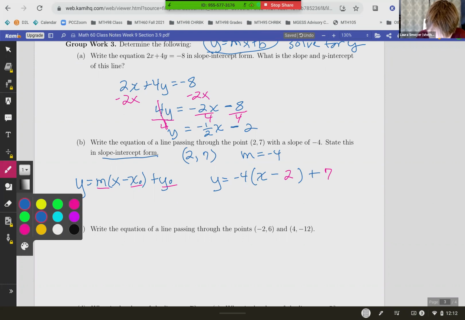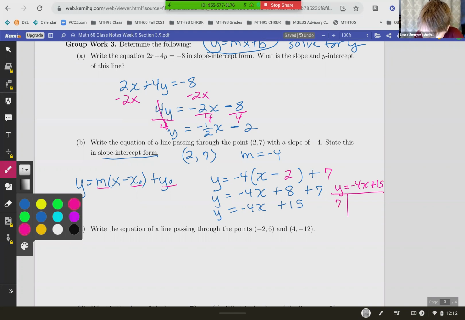Once I have done that, I need to distribute the -4 through the parentheses, being careful about my signs. It'll be +8. And then combine those like terms, and I have magically changed the equation from point-slope form into slope-intercept form. And if you want, you can perform a check. If I've done all my computation right, I should be able to show that the point (2, 7) works. So I'm going to put the 7 in for the y and the 2 in for the x.